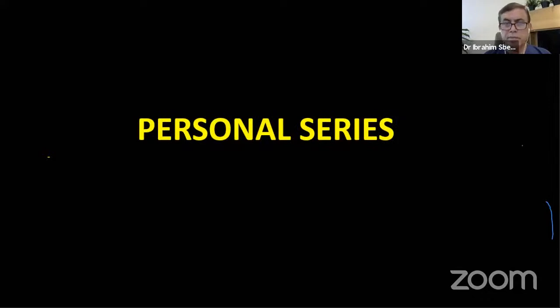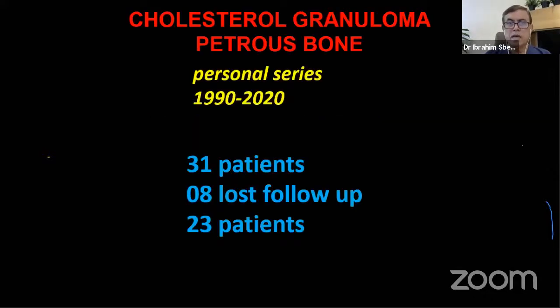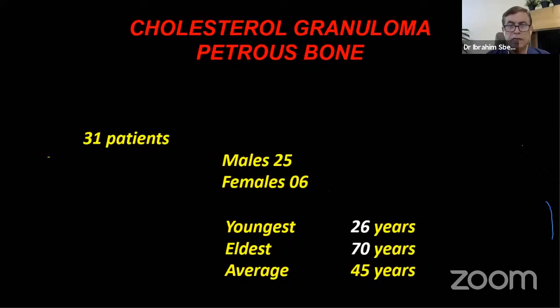Let me tell you about my personal series. In the period between 2019 and 2020, I had 31 patients, and lost follow-up on 8. I'm reporting to you 23 patients. The 31 patients were 25 males and 6 females. You can see this is a disease mainly of males. The youngest age I had was 26, the oldest was 70.